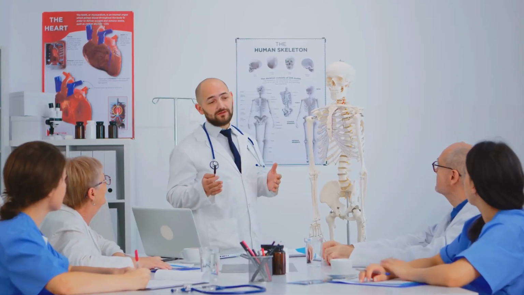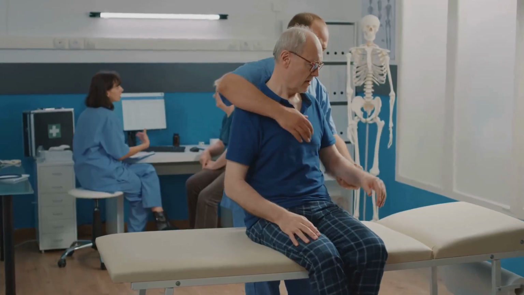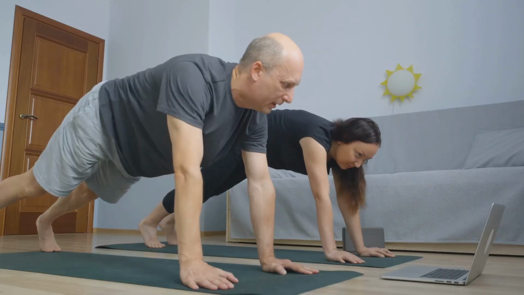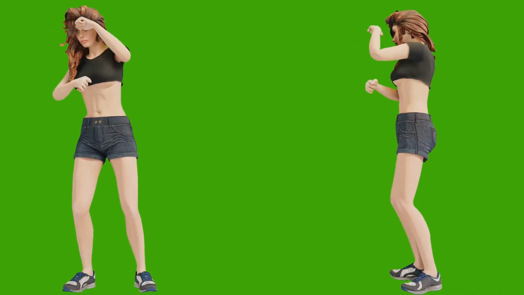Why do we even need these body maps? Well, doctors use them all the time. Physical therapists and trainers use them too. And guess what? Even you can use them. They help describe where things are in your body. They also help explain how we move.